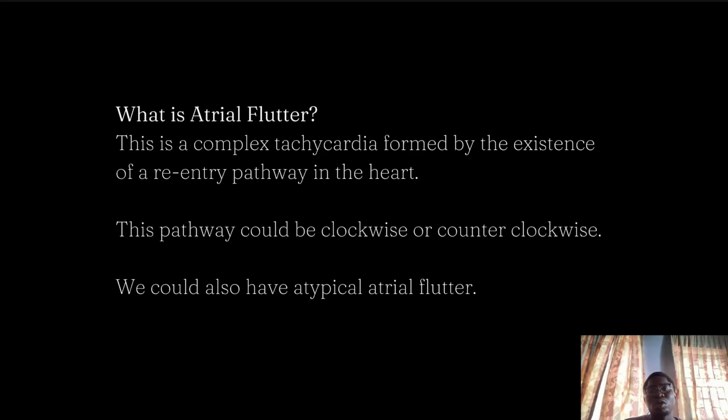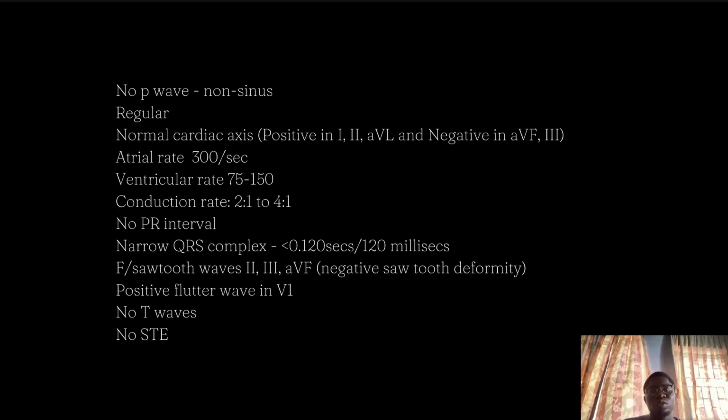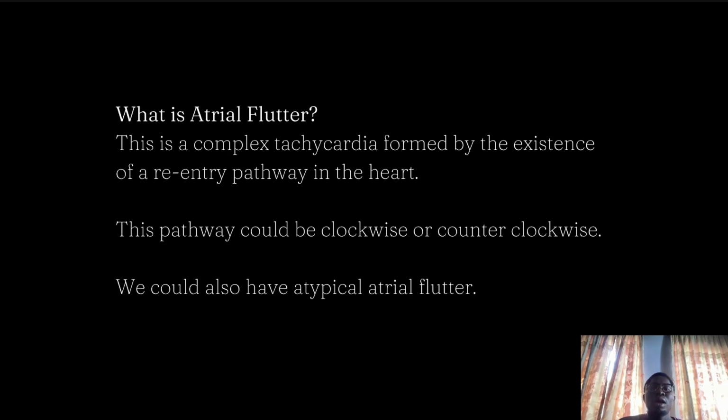That's why we have a conduction ratio. You notice we said a conduction rate of 2:1 to 4:1, meaning for this particular patient, every second, not every second, but every third depolarization is conducted, and every fifth, it's a range from every third to every fifth depolarization from the atrium being conducted. So we could have typical atrial flutter, which could be clockwise or counterclockwise, but we could also have atypical atrial flutter.